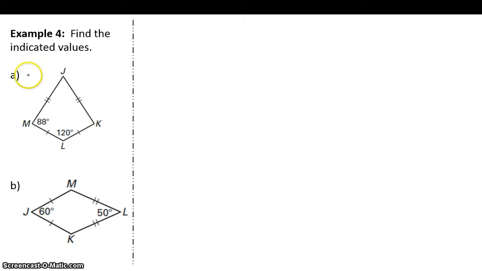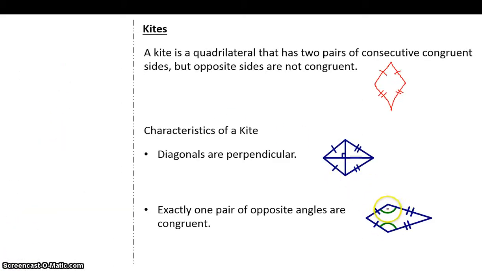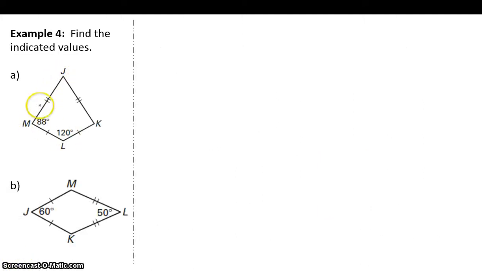Okay. So on this one, you see it's a kite because you've got these consecutive sides congruent and these consecutive sides congruent. We don't have the diagonals drawn in, so we don't need to worry about perpendicular. But if we're finding angle measures, we do want to use the fact that these two angles are congruent where the single and the double meet. When I look at this, where the single and the double meet is at M and K. So I know that these two angles are going to be congruent. So that's easy for finding one of my angles. The measure of angle K is going to be 88 degrees.